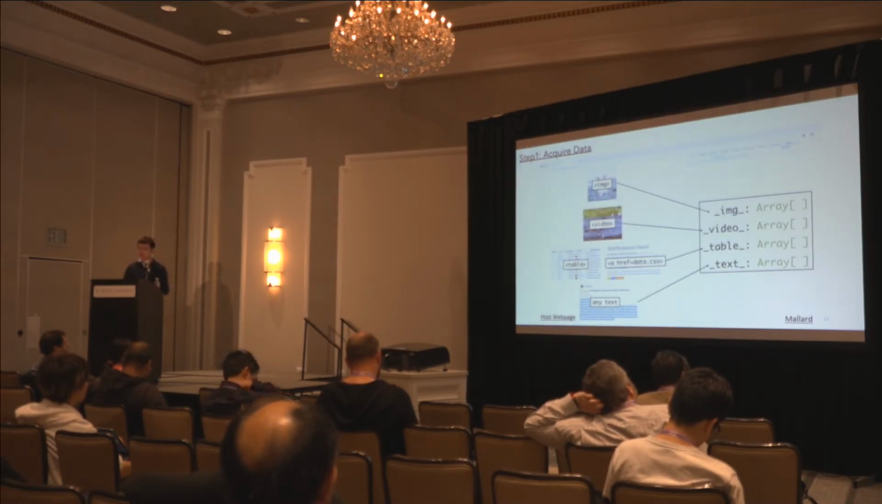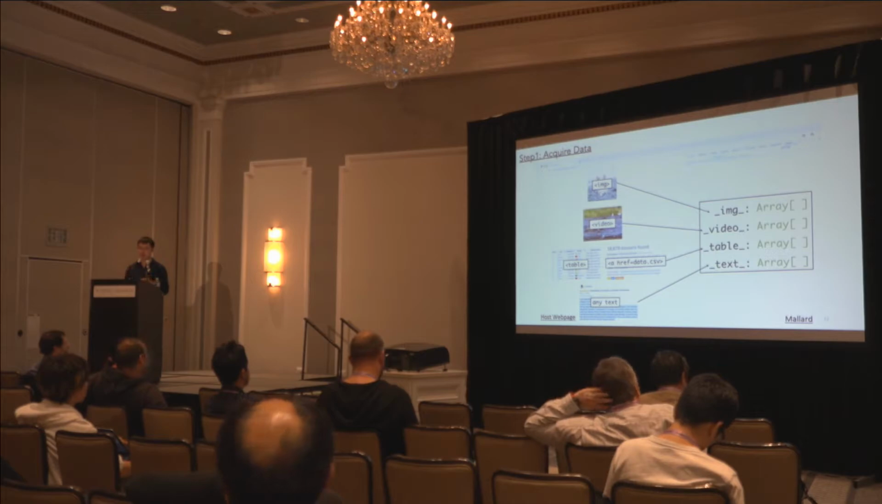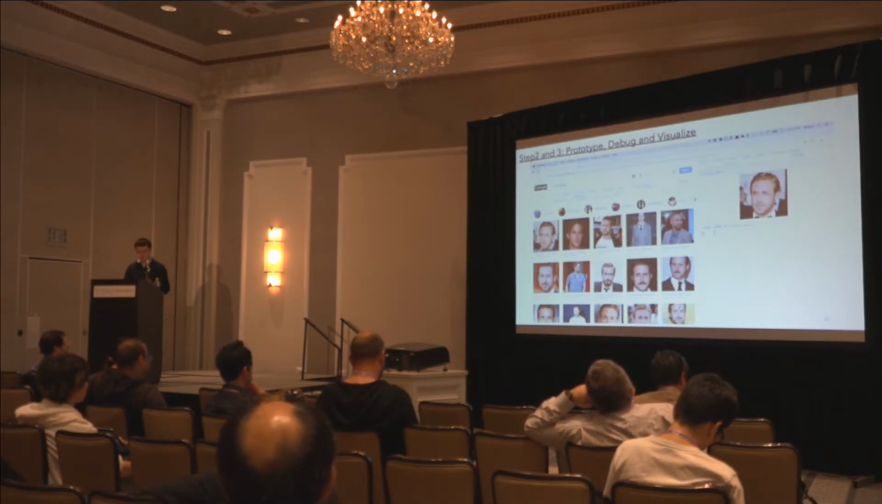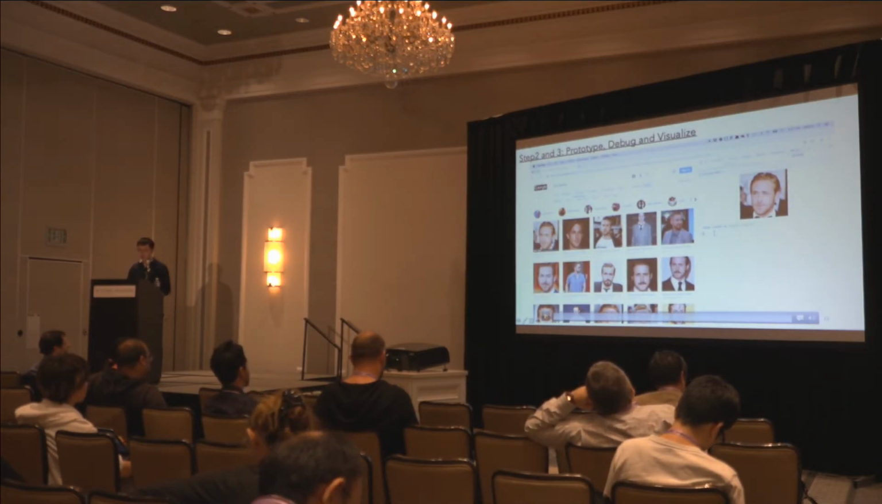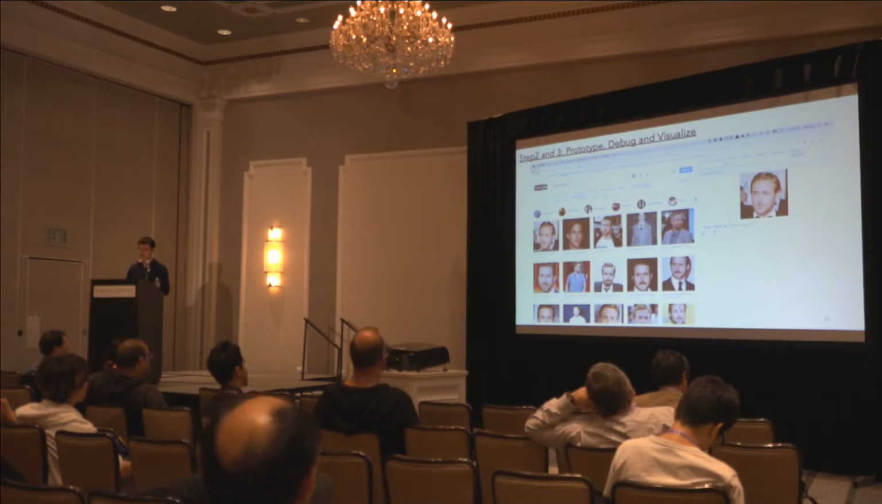Mallard supports similar interactions for images, videos, tabular datasets, and text. The acquired data is converted into corresponding JavaScript arrays that users can easily refer to in their code. And next, we want to import the ML5 library, which is built upon TensorFlow.js, but has more friendly APIs for end users. Let me play this.